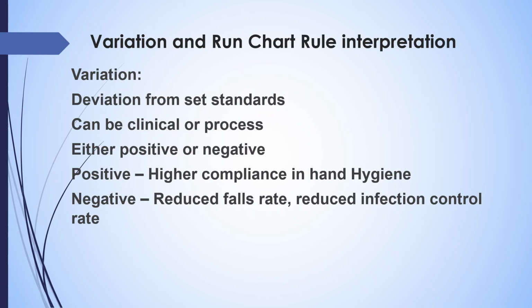Let's go to another topic, variation and run chart rule interpretation. So we were talking about variation. As I said earlier, the deviation from a set standard is called variation. For example, let's talk about falls again. For falls, there is a standard: when a patient comes and you identify the patient as moderate fall risk, these standards are to be done. When a patient is low fall risk, these standards are mandatory. When a patient is high fall risk, these standards are mandatory.